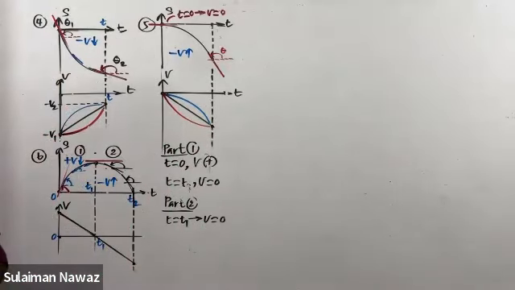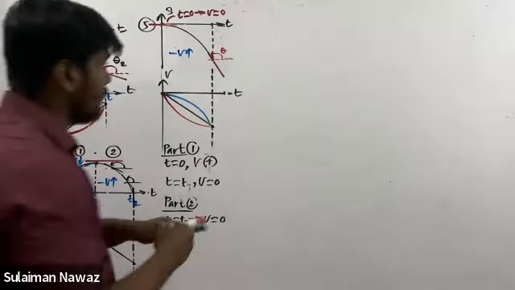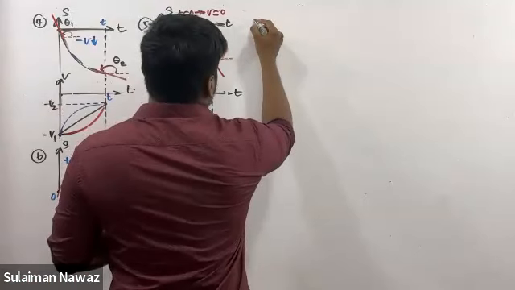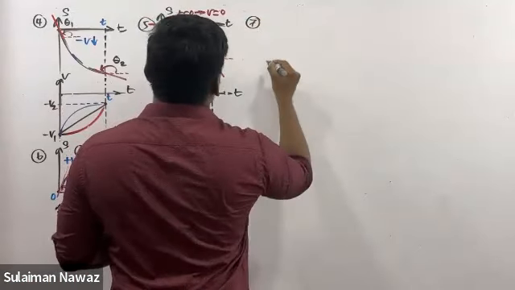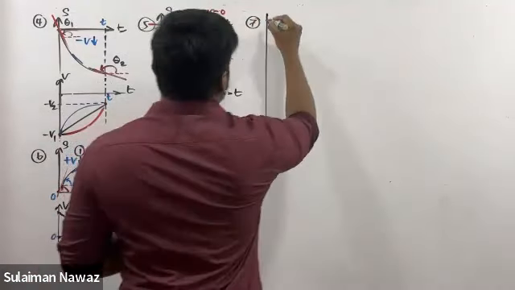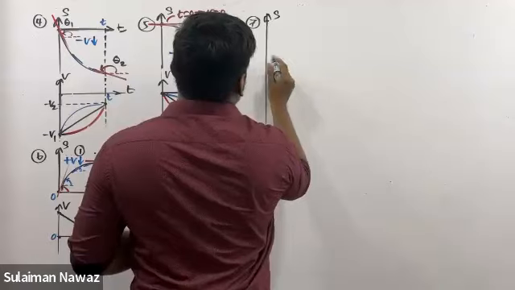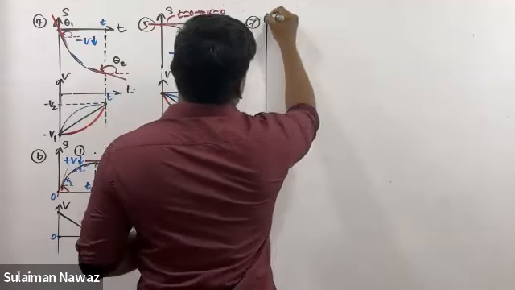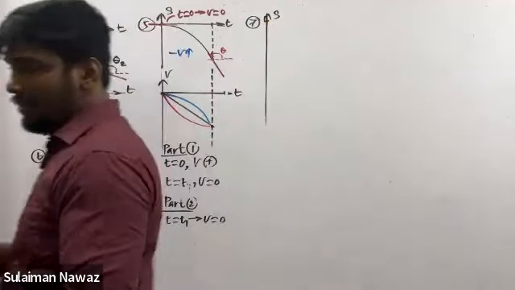Next one is graph number 7. Displacement.